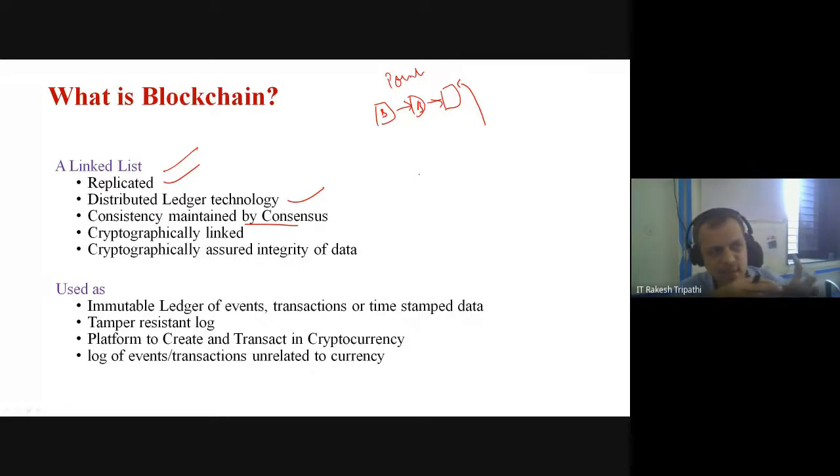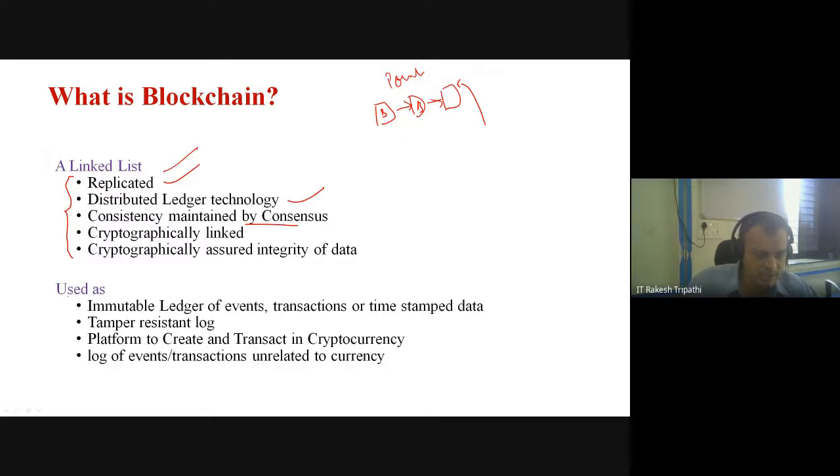So consensus means, say four or five of you friends agree on where we'll be going for lunch, or for dinner. So consensus is a mechanism by which different parties reach an agreement on any value, any state value. These are the properties of a blockchain: they are replicated, they are based on distributed ledger technology, and writing onto that ledger is based on consensus. All blocks are cryptographically linked, and this cryptography assures integrity of data and immutability of data. We'll see how these things are possible.